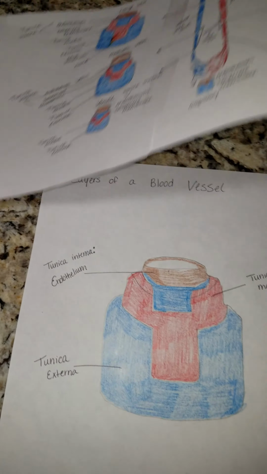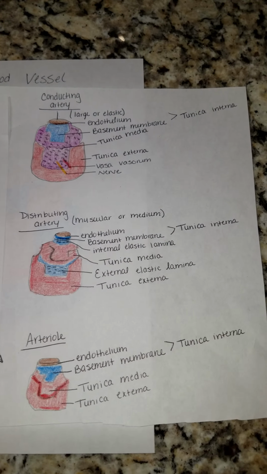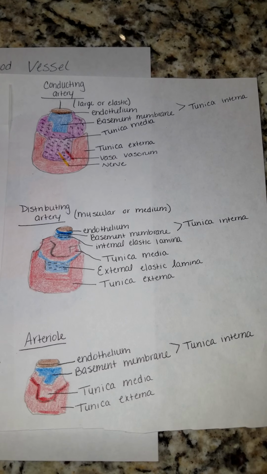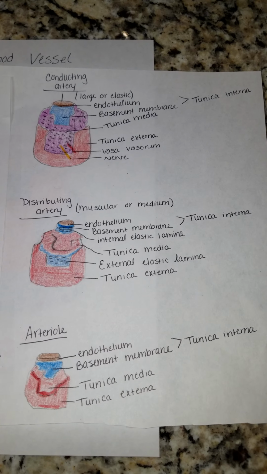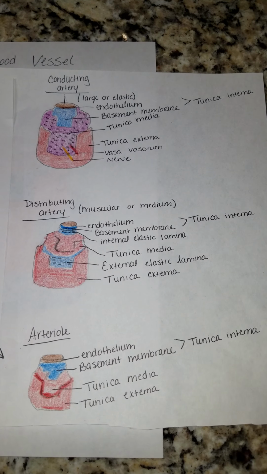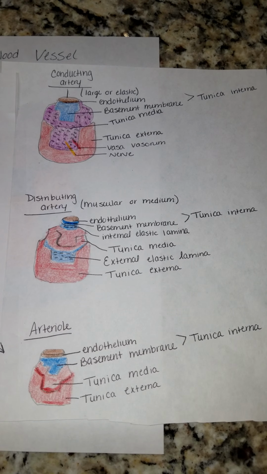There are three main types of blood vessels. They are arteries, capillaries, and veins. We will look at each of these in further detail. The first main type of blood vessels are arteries. Their function is to carry blood away from the heart out into the circulatory routes.